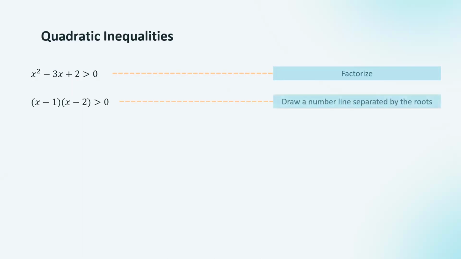Now let's try to see what quadratic inequalities will look like. So we're going to use a direct example. The first step that we need to do is factorize. So we can try to factorize this as usual. And then the next step, we need to draw a number line.